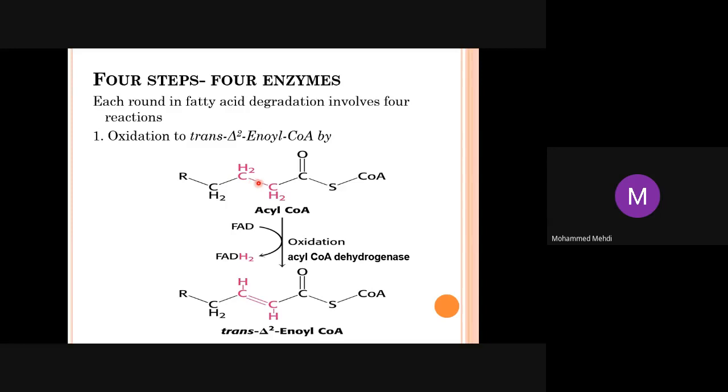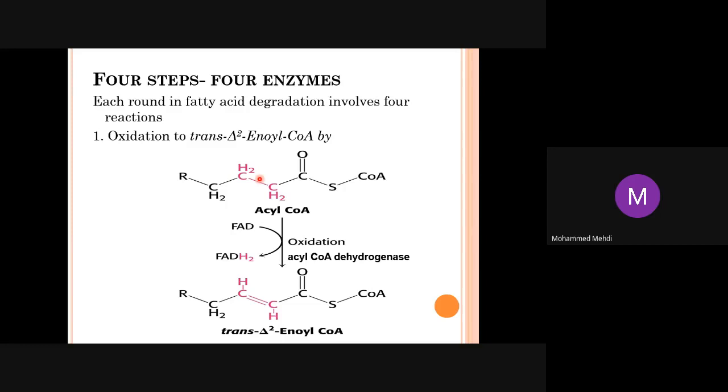Okay, carbon number 2 and carbon number 3 lost electron and hydrogen atom. One hydrogen will be lost, and together with hydrogen, electron will be lost. So we have a double bond formation after this oxidation. The single bond will be converted into double bond. By this double bond, you can see one geometrical isomerism, that is called trans isomer, which will be formed after the first oxidation.